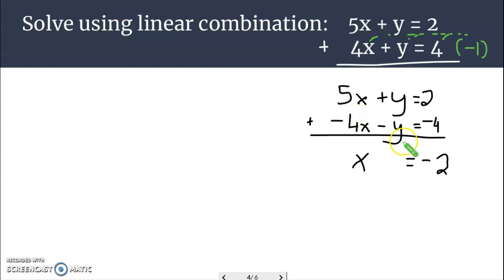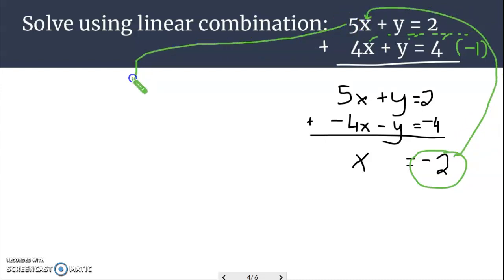We can take x equals -2 and let's substitute it into the very first equation for x. We'll show that work right here.